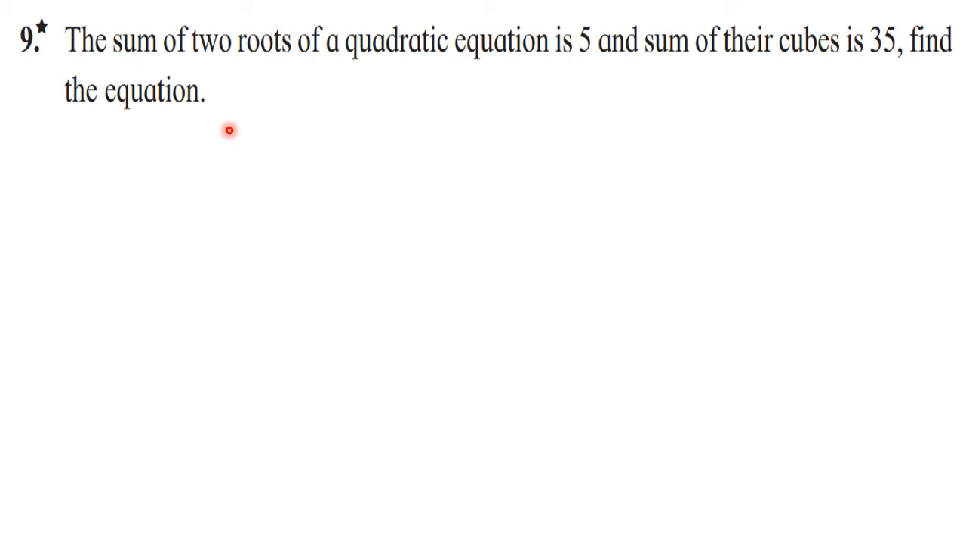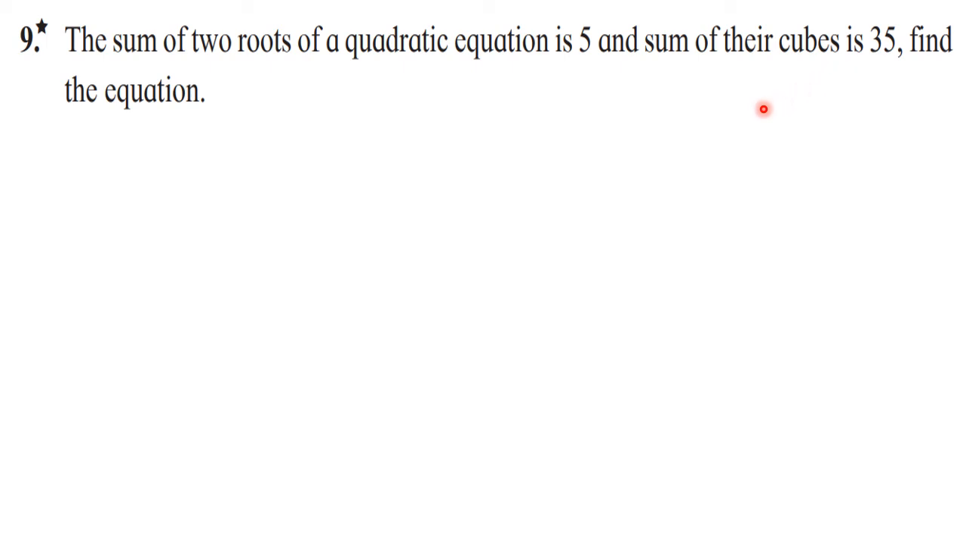So you have to recall that the quadratic equation is given by x square minus (alpha plus beta) x plus alpha beta is equal to 0. That means to frame the equation here, we want the sum of the roots which is provided, and we want the product of the roots. The product of the roots is not provided, but we have some other condition, and from that we can find the product.